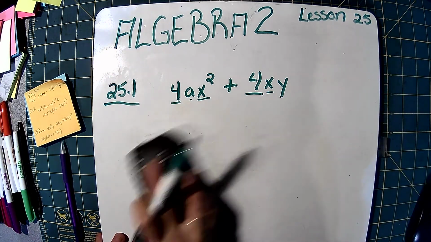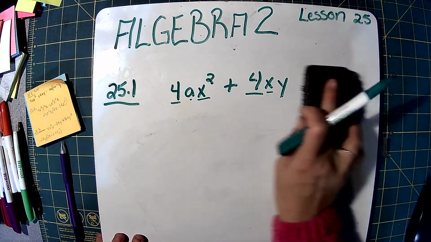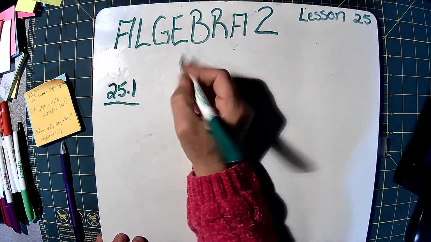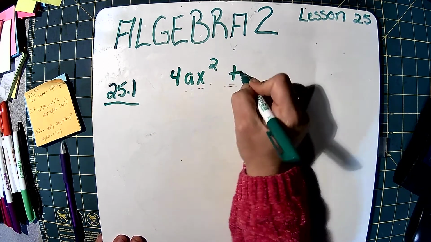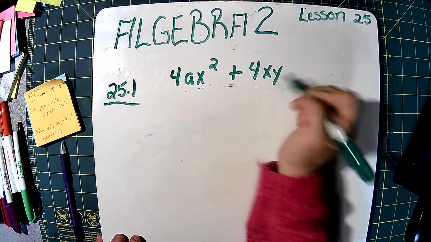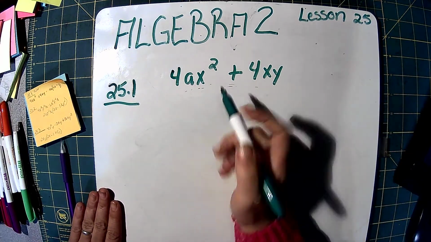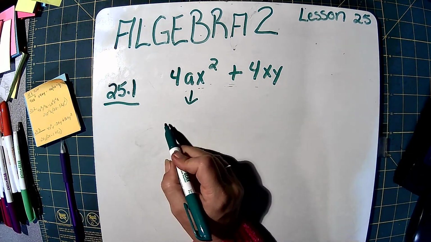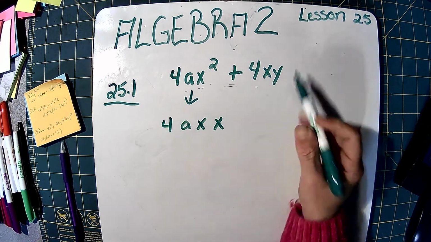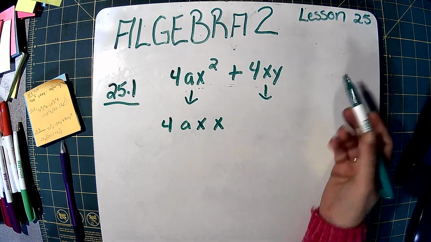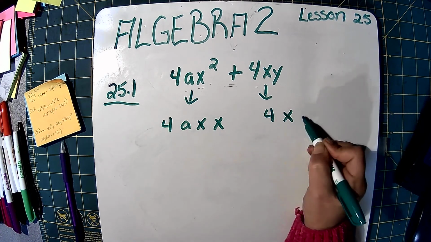Another way to do this, I'm going to work this one out and do this differently for this first one. So let me write it up here. 4ax squared plus 4xy. Okay, so I'm going to write out all the things that are in here. So I have 4, and then I have 1a, and then I have 2 x's. In this one, I have a 4, and I have an x, and I have a y.